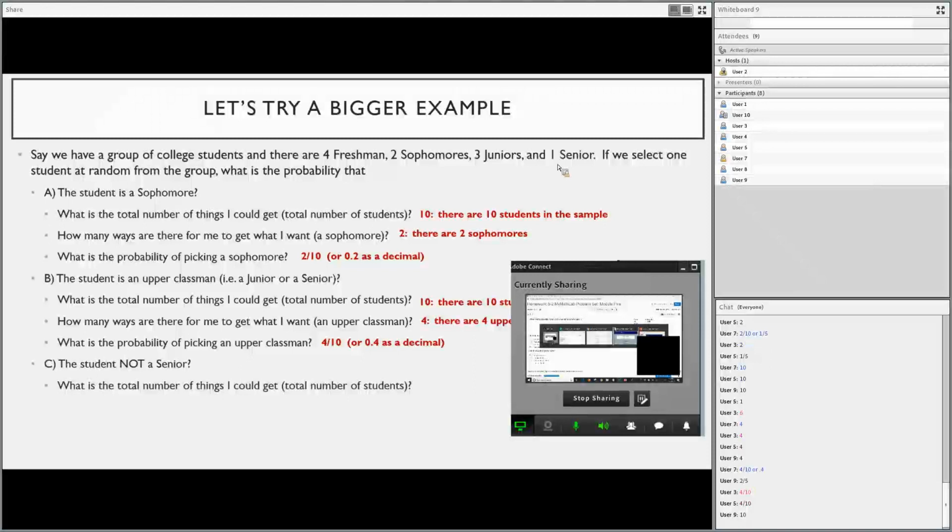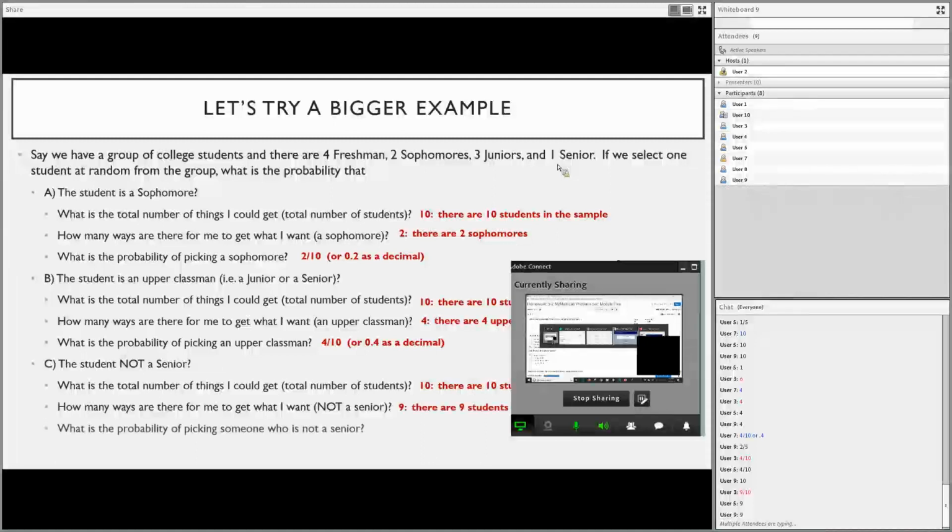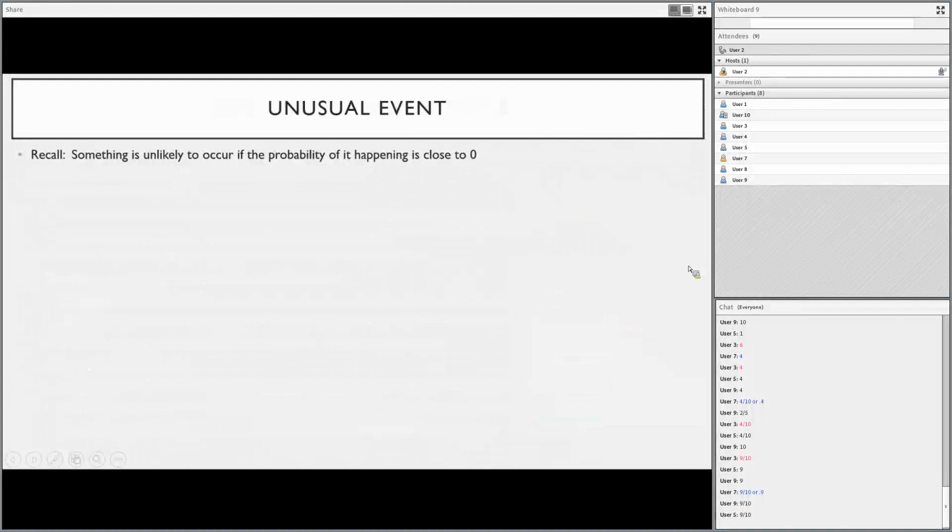So what is the probability that a student is not a senior? So again, I ask myself, what's the total number of things I can get? Hopefully it's clear by this point that there are 10 students, so that answer is 10. How many ways are there for me to get what I want? Amber's already got it. Yes, there are 9 ways. So the probability is? Yes, 9 out of 10 or 0.9. Okay? Any questions about any of those? Awesome. Let's keep going.